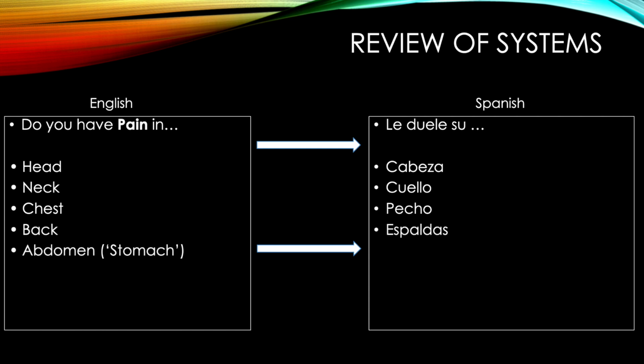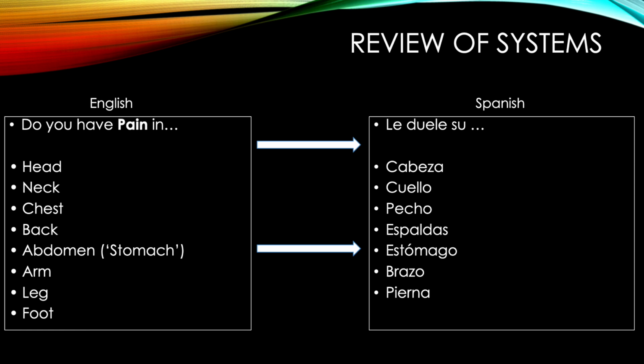Espalda? Your abdomen or your stomach? Estómago? Your arm? Brazo? Your leg? Pierna? Your foot? Pie. So just practice picking out random words from the list and going through each one and just practice saying this, because this is a quick way to see if the patient's having just general pains anywhere.